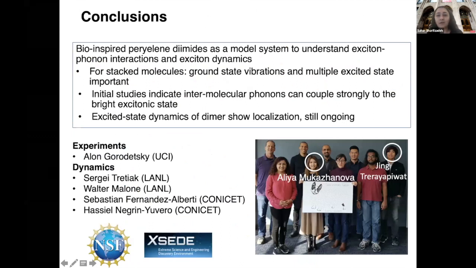With that, I'd like to conclude by saying that we use these bio-inspired PDIs as a model system to understand exciton-phonon interaction and exciton dynamics when we stack pi-conjugated molecules. What we found is that ground state vibrations are very important, and so are degeneracies in excited states. Also, intermolecular phonons can couple to the exciton state, and excited state dynamics so far show that the delocalized exciton is actually localizing.